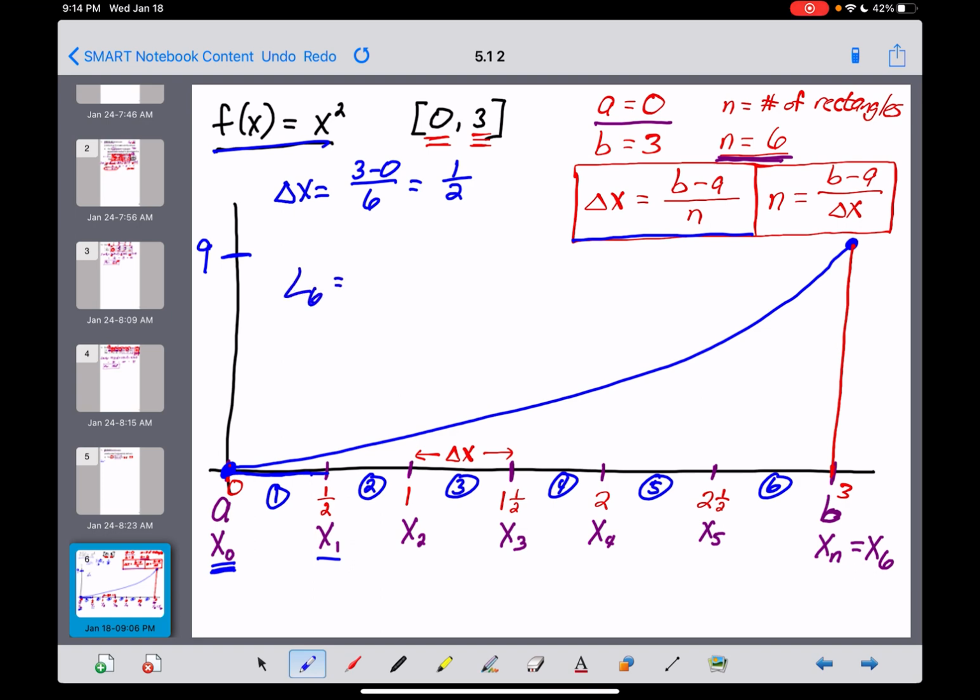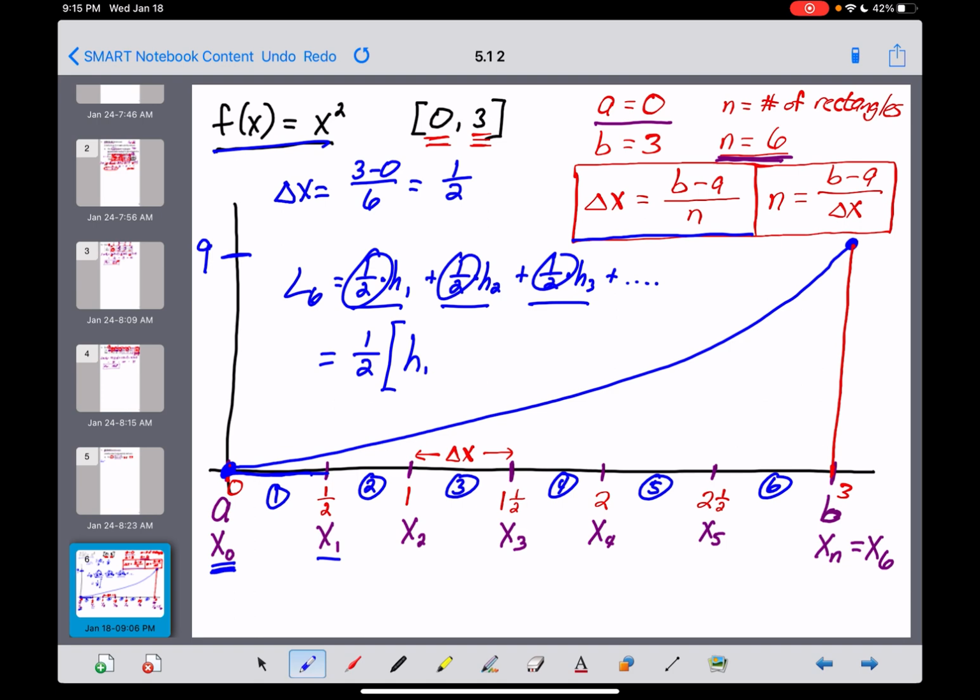But L6 would be found by doing, let's see, the base of the first rectangle would be 1/2 times, let me just put height 1, plus the second rectangle has a base of 1/2 times height 2. And then the third rectangle has a base of 1/2 times height 3, plus so on and so on. Well, what you'll notice here is, unlike the last examples that we were doing in the irregular subinterval section, all of these rectangles have exactly the same base. So what are we going to do? We're going to factor that 1/2 out in front of this entire expression and then just add up all of your heights. Okay, so that's an important idea to have in mind here.